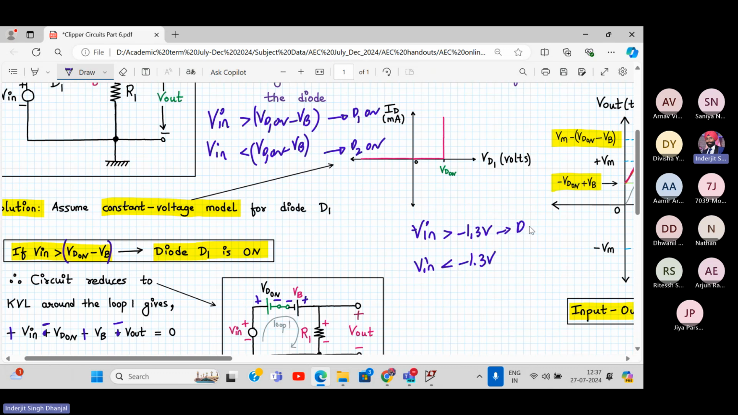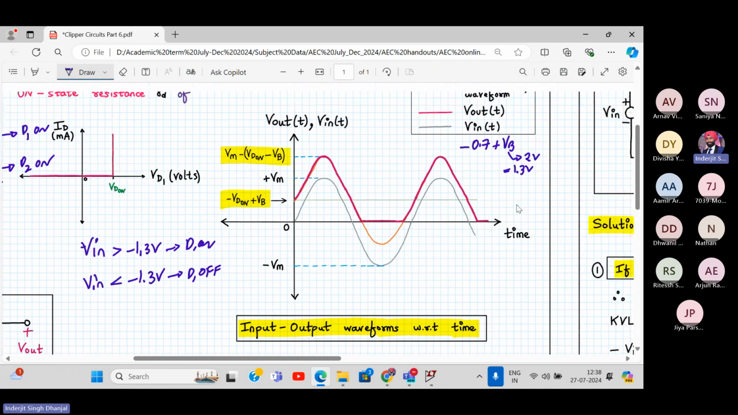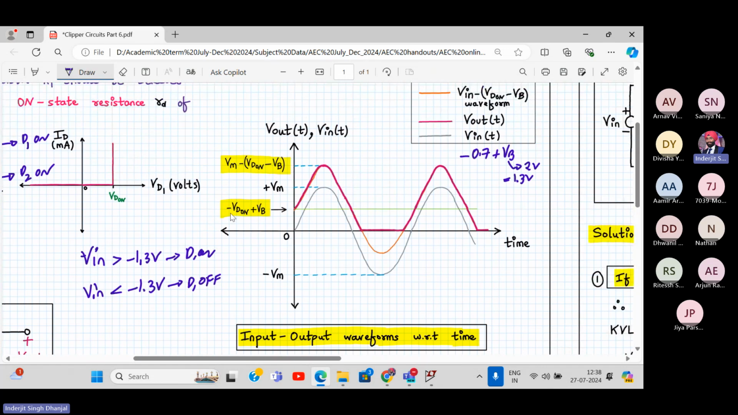Here the diode D1 is on and here the diode D is off. So whenever it is on, output will follow the input. So here it is this level. See this level, the green level. The green level is my clipping level now. Okay. So about this, my diode D1 is on. Now output will follow the distinct level, V in minus VD on minus VB.